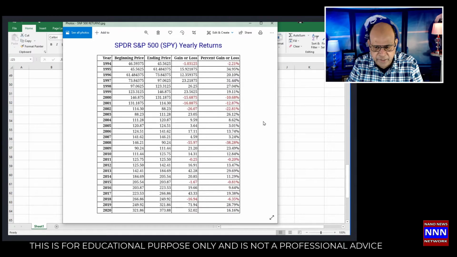I am NIK NIKAM. In this presentation, we are going to look at the S&P 500 from 1994 to 2021, almost 30 years, and look at actual returns, averages, and we're going to look at misconceptions and misrepresentations.